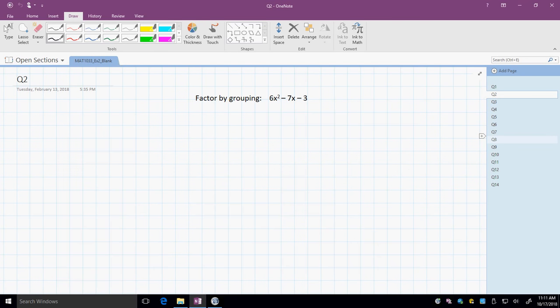Factoring by grouping. First, I look for common factors. There are no common factors. By grouping, they mean the method AC. That means multiplying A times C. And if you remember, this is A, this is B, and the last number, your constant, is C. So we're going to multiply 3 times 6, which is going to give you 18.